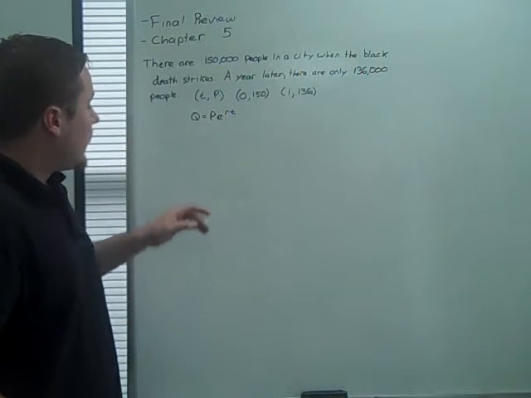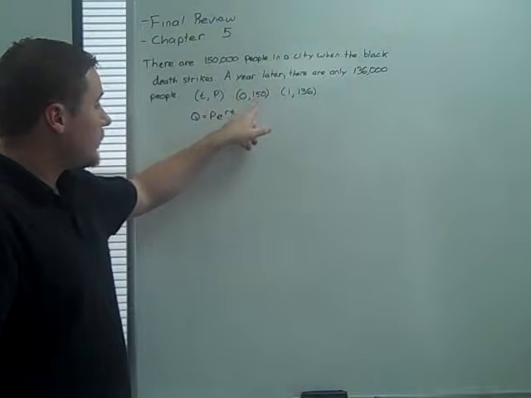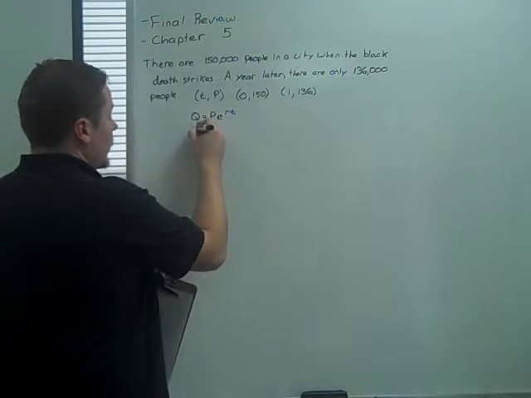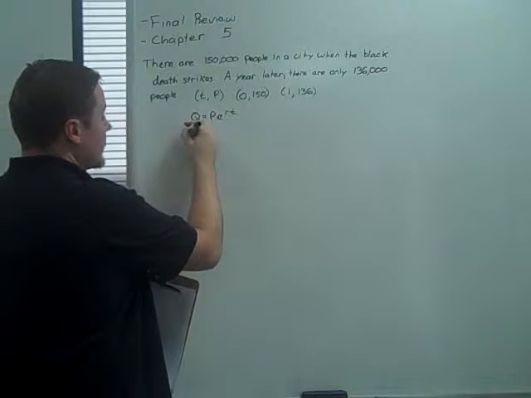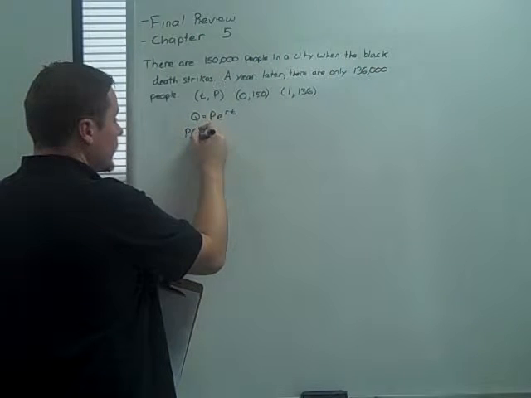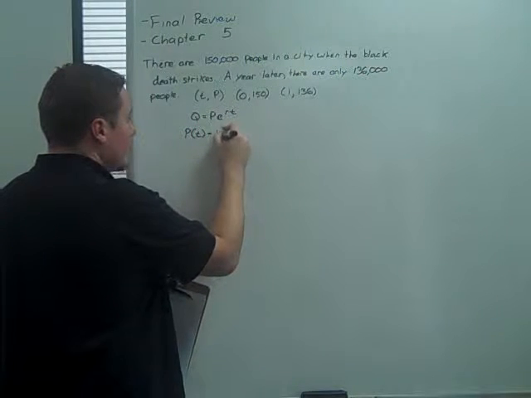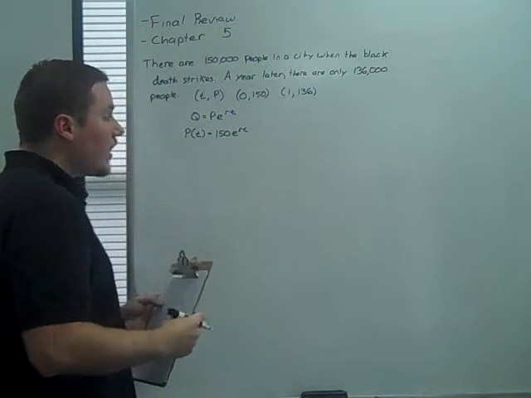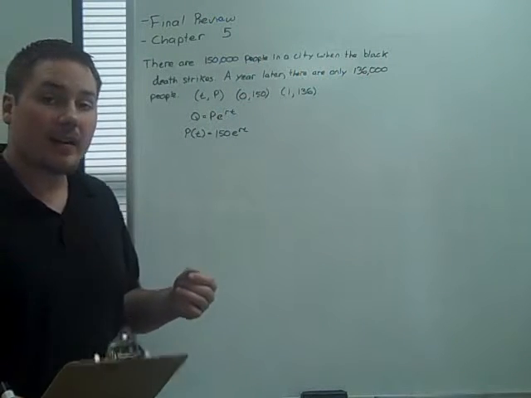Alright? P, in this case, is our initial population. That should be simple enough. It's 150. So, and I'm also going to modify this so that it's now population in terms of time is equal to 150 e to the rt. Now, r is a constant, t is a variable. We need to find r.